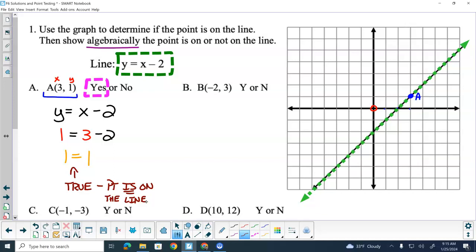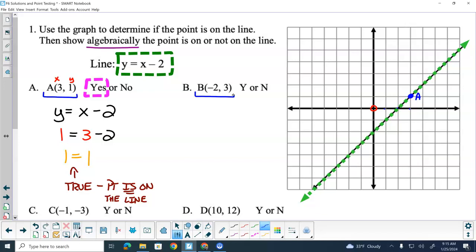If that was a false statement, like 17 equals 3, then that point is not on the line. Okay? Let's try letter B here just to see if that one is on the line. So here is our point B. We need to plot it.